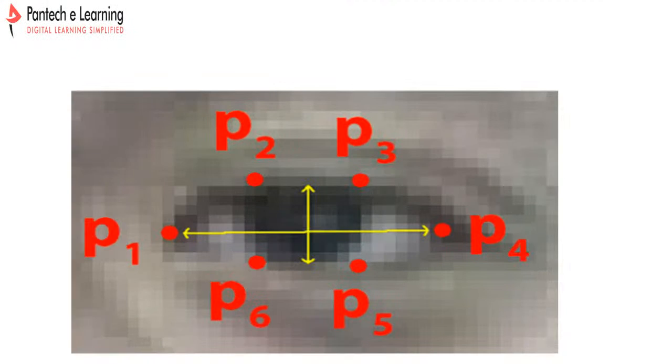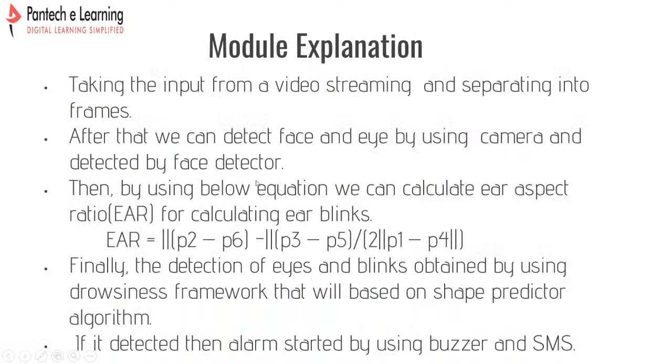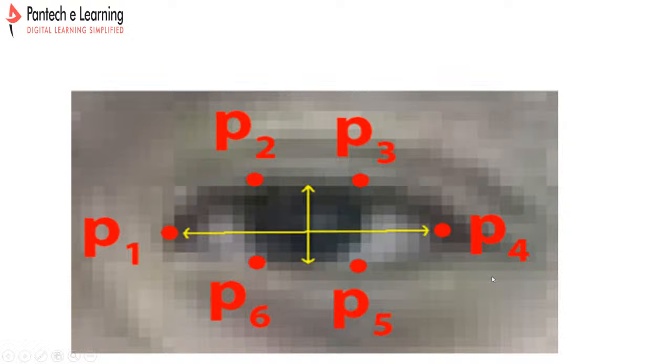The formula for calculating the eye aspect ratio is: the mean distance is the mod of P2 minus P6, it should be in mod, only then it will work, and then P3 minus P5, divided by 2. These are the verticals. P2 minus P6 is the distance, and P3 minus P5, divided by the horizontal value, P4 minus P1.